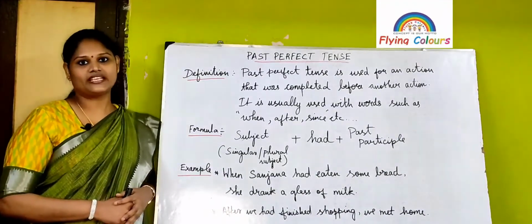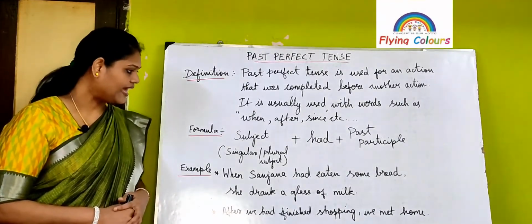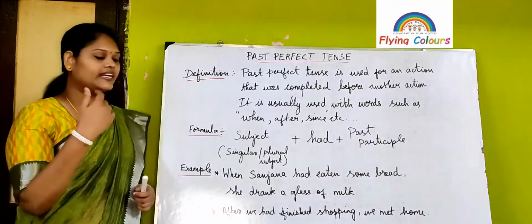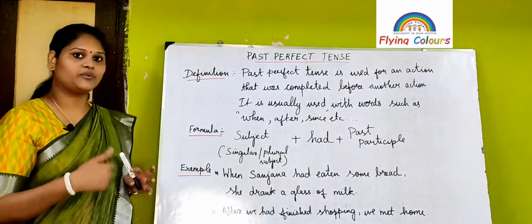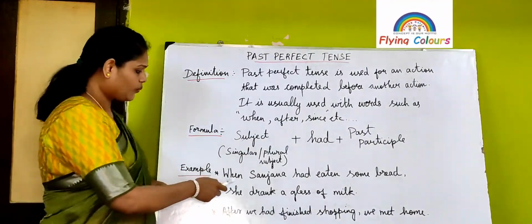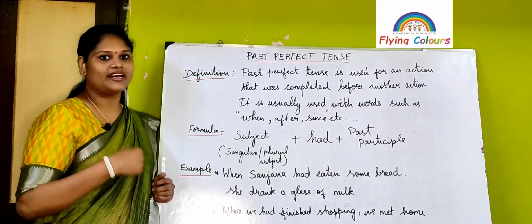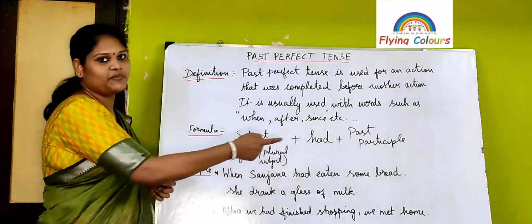Let me teach you an example for this. When Sanjana had eaten some bread, she drank a glass of milk. Here the sentence starts with when. I told you usually when or after or since, any of these words can come. So, when Sanjana had eaten, I told you the formula for past perfect tense. What is the formula? Subject plus had plus past participle.